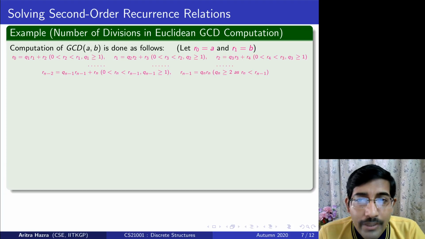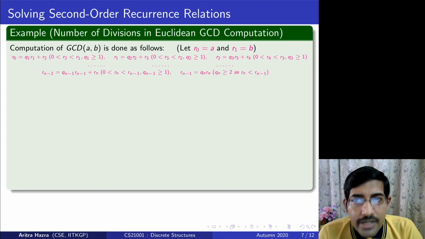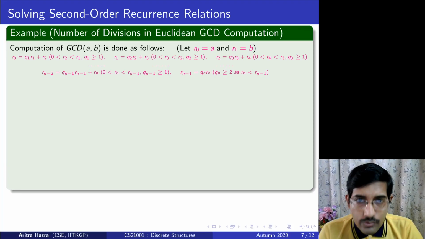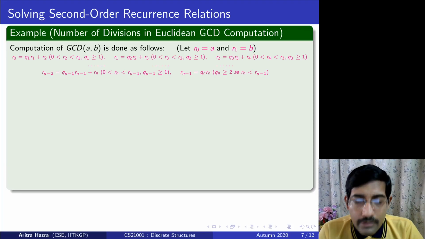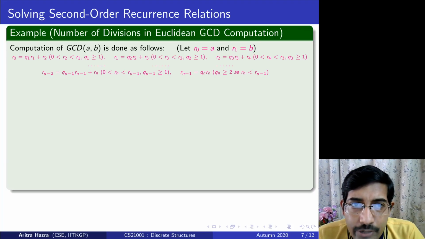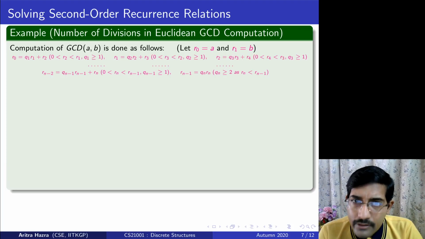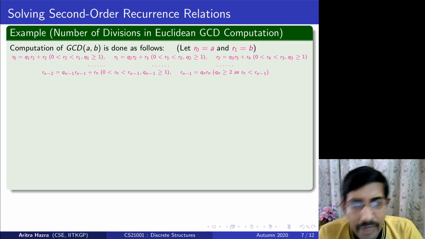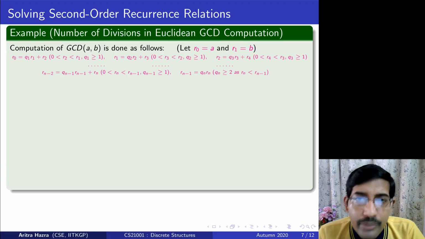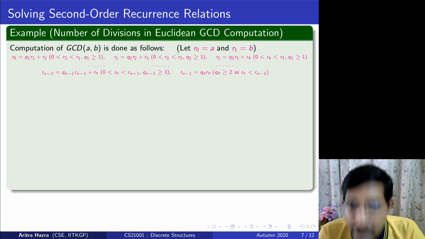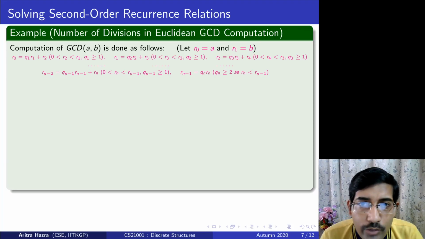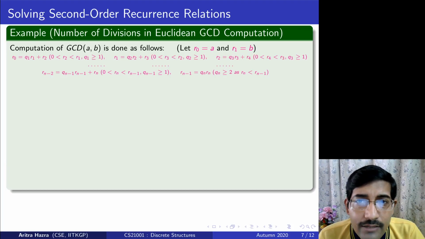So how many divisions do we do in the Euclidean GCD computation process? Euclidean GCD says how we compute the GCD. Given two numbers A and B, we divide A by B, take the remainder, and with that remainder again divide B, take the remainder, divide the first remainder with the second remainder we got, and so on. We go on until a remainder is divisible by the last remainder.